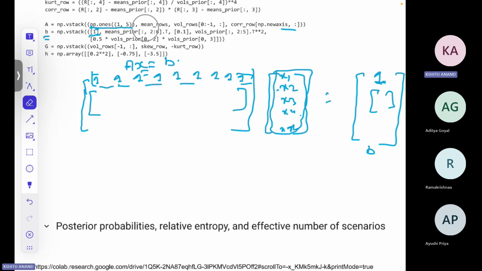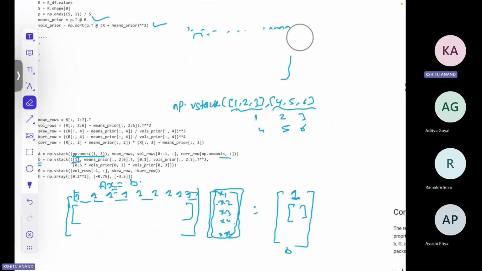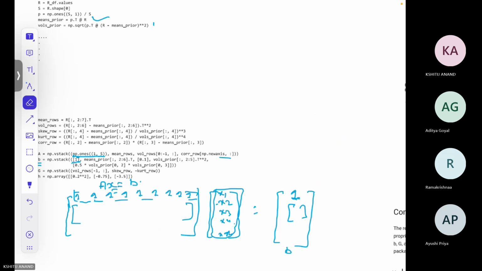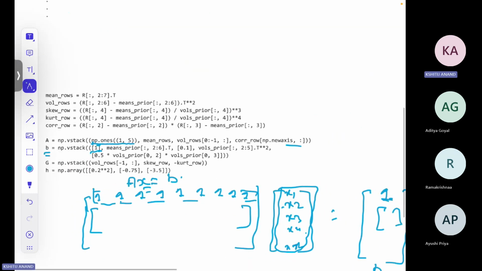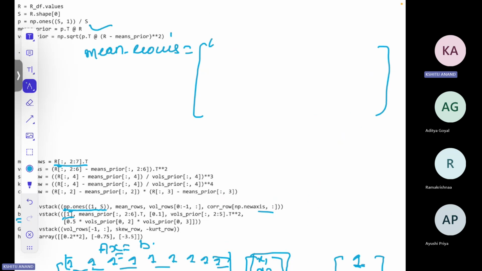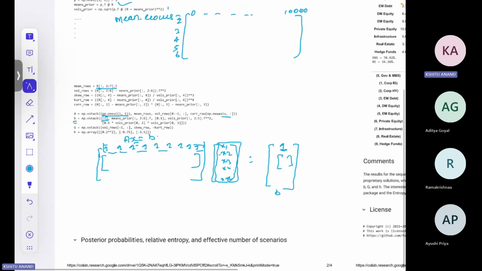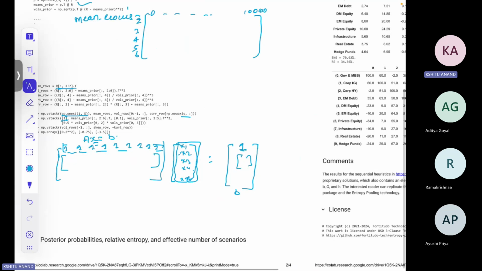Now this is the mean rows. You know what mean rows is, right? Let us see what mean rows was for us. Mean rows was nothing but A, having 10,000 different assets. So it was basically the transpose, right? And for the assets 2, 3, 4, 5, and 6. So this is your mean row. So now you are stacking it over here.